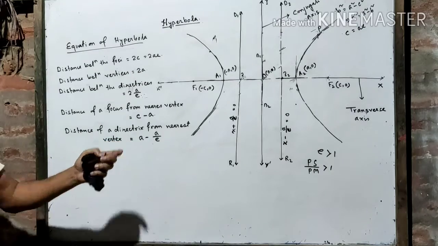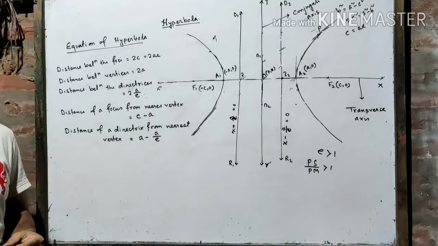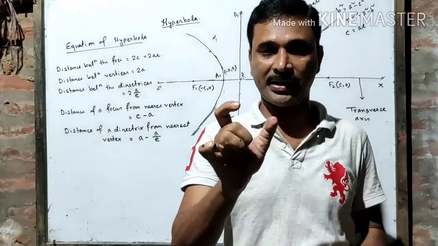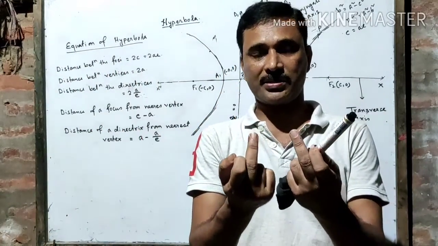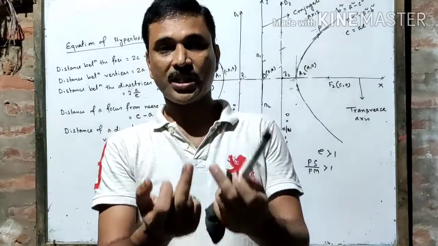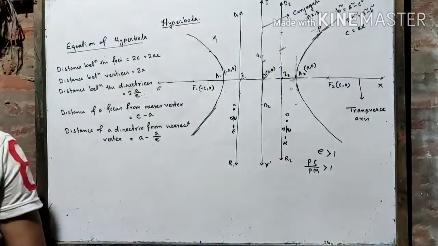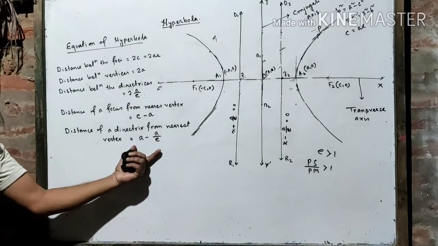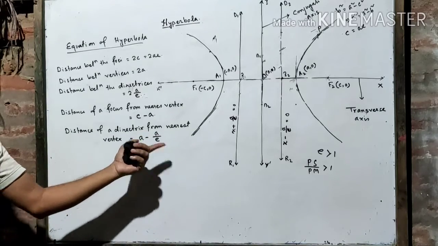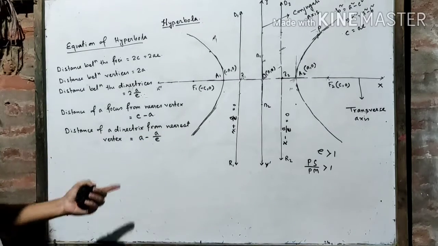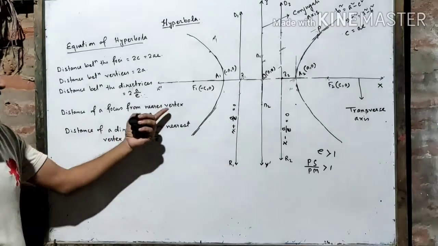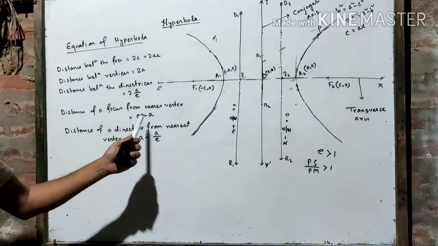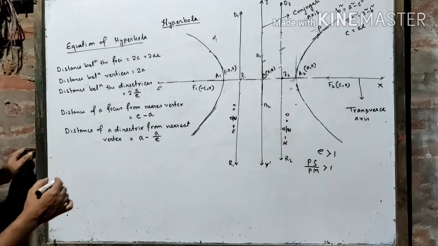Distance of vertex from the center is a, and distance of directrix from the center is a by e. So distance between directrix and vertex is a minus a by e. In case of ellipse it was a by e minus a, here it is a minus a by e in case of hyperbola. In case of hyperbola, distance of a focus from nearest vertex is c minus a. In case of ellipse, this is a minus c. Okay.